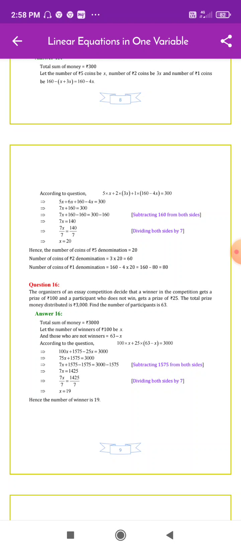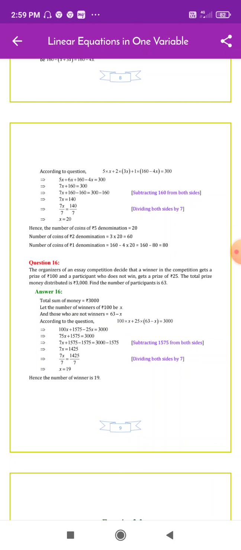The organizers of an essay competition decide that a winner in the competition gets a prize of 100 rupees, and the participants who do not win get a prize of 25 rupees. Means the winners will get 100 rupees and those who are not winning will get 25 rupees. So the total prize money distributed is 3,000. Now find the number of participants, which is 63.